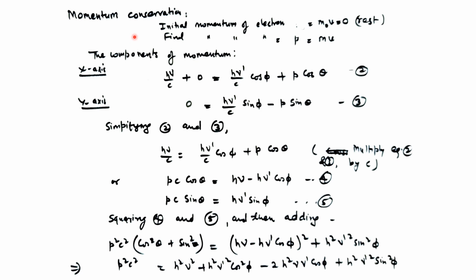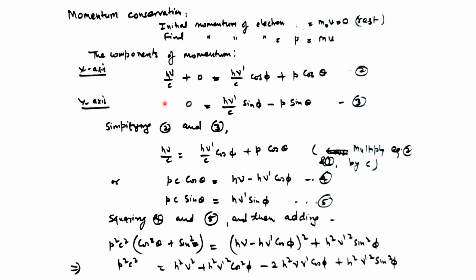Now for the momentum conservation, initially the electron was at rest, so its momentum was 0, and finally it has some momentum p, m into v. So the x component on the x-axis we can see from that image. On the x-axis the incident photon has momentum h nu by c plus 0. This is in the x direction before collision, and after collision the horizontal components are h nu prime by c cos phi plus p cos theta.